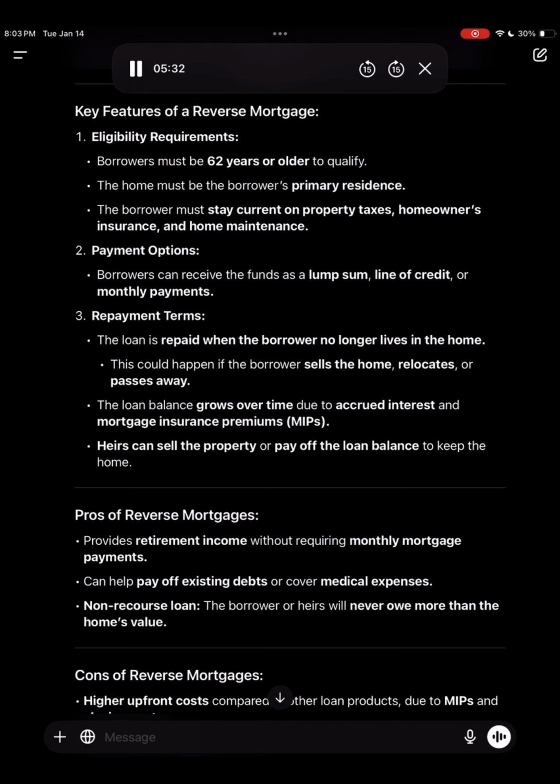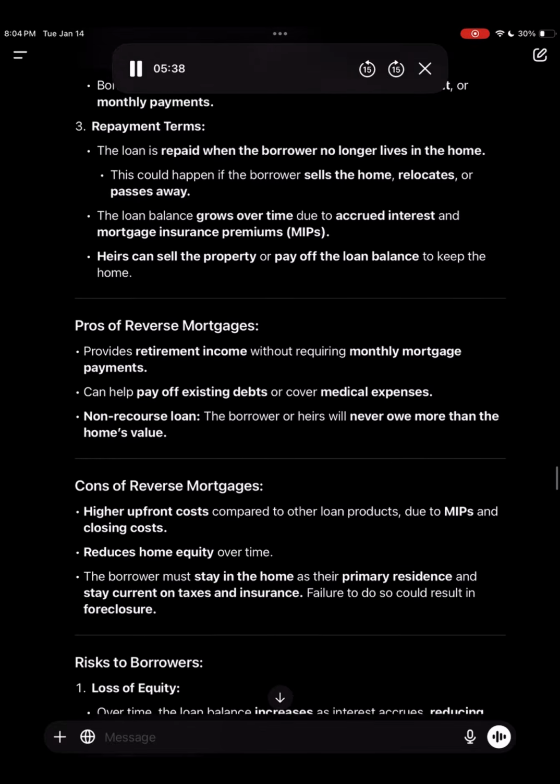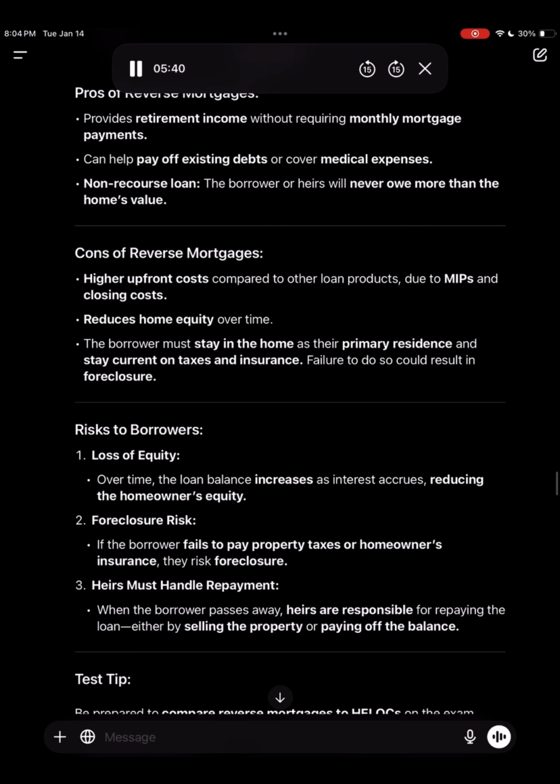Heirs can sell the property or pay off the loan balance to keep the home. Pros of reverse mortgages: provides retirement income without requiring monthly mortgage payments, can help pay off existing debts or cover medical expenses. Non-recourse loan: the borrower or heirs will never owe more than the home's value.